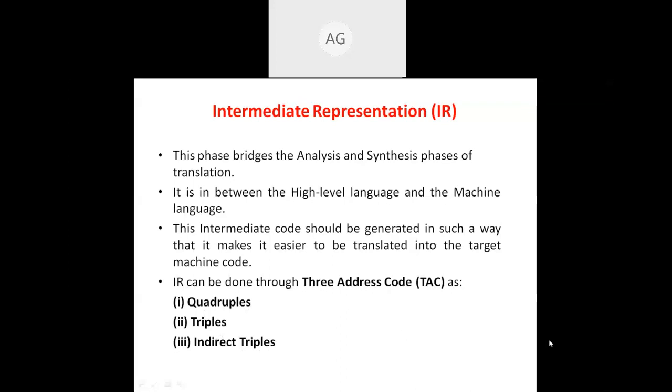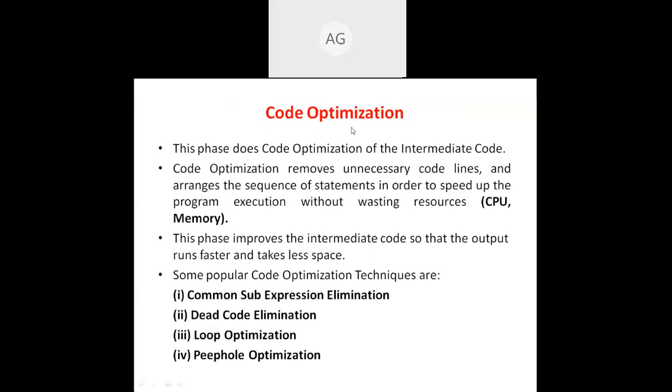Now proceeding further, the code optimization. The code optimization removes unnecessary code lines and arranges the sequence of statements in order to speed up the program execution without wasting resources of CPU as well as memory. So we already discussed in that example that it reduces the memory space as well as the execution time of the program by correcting the code generated from the intermediate representation.